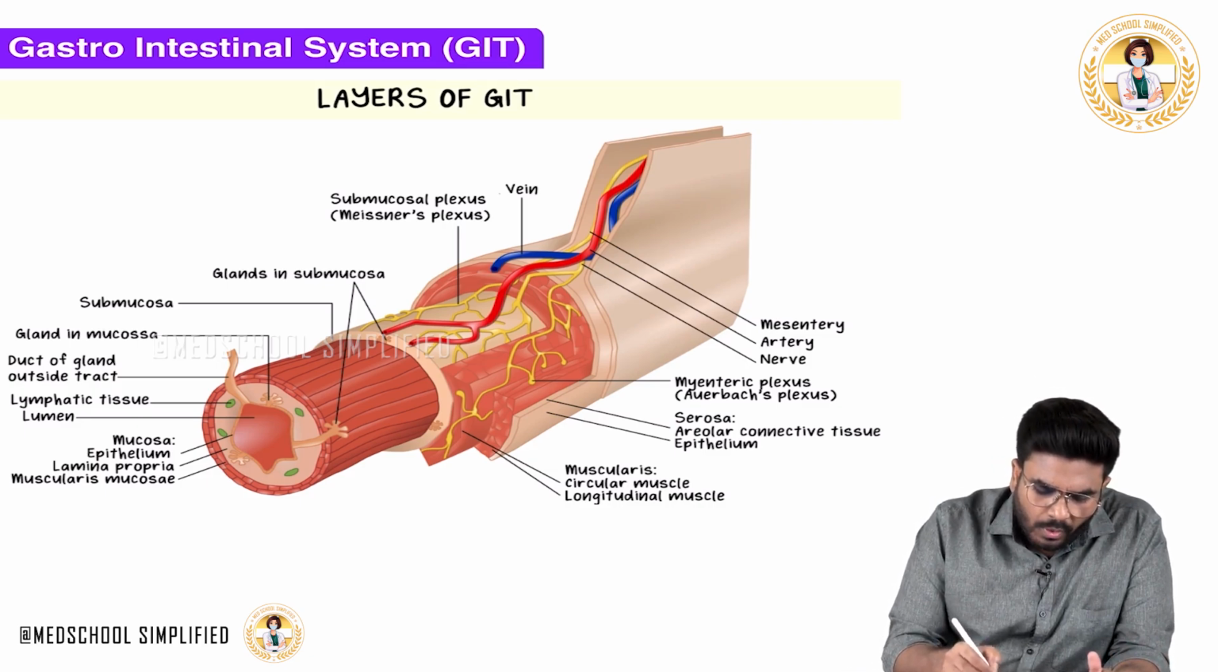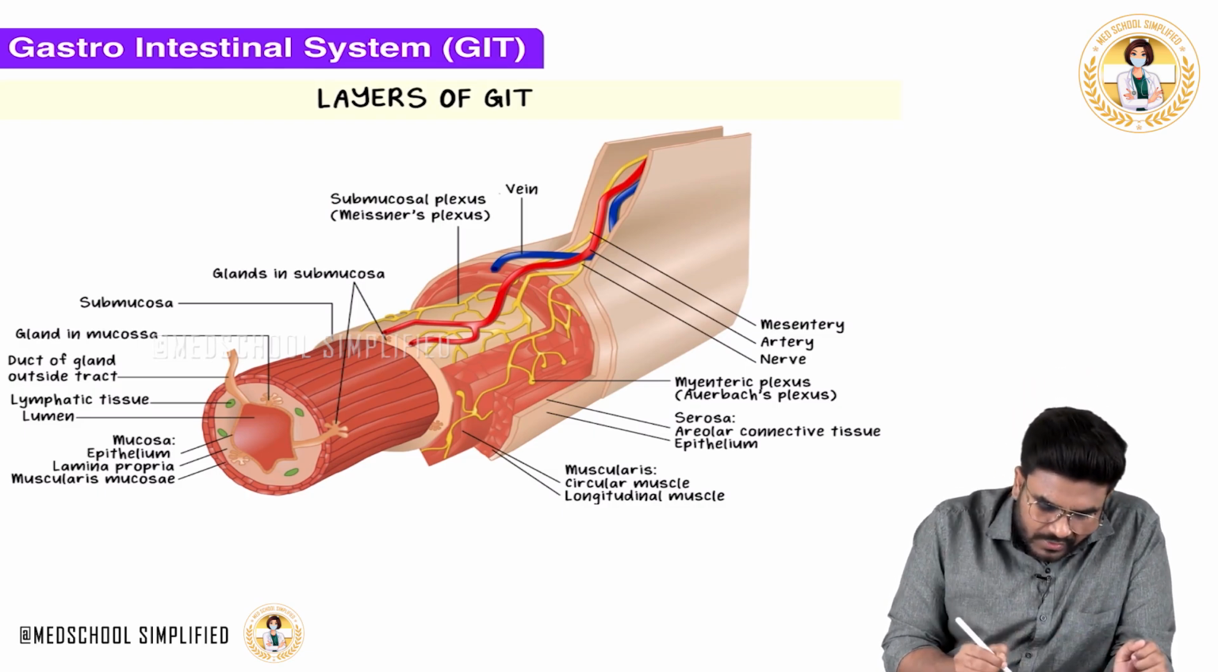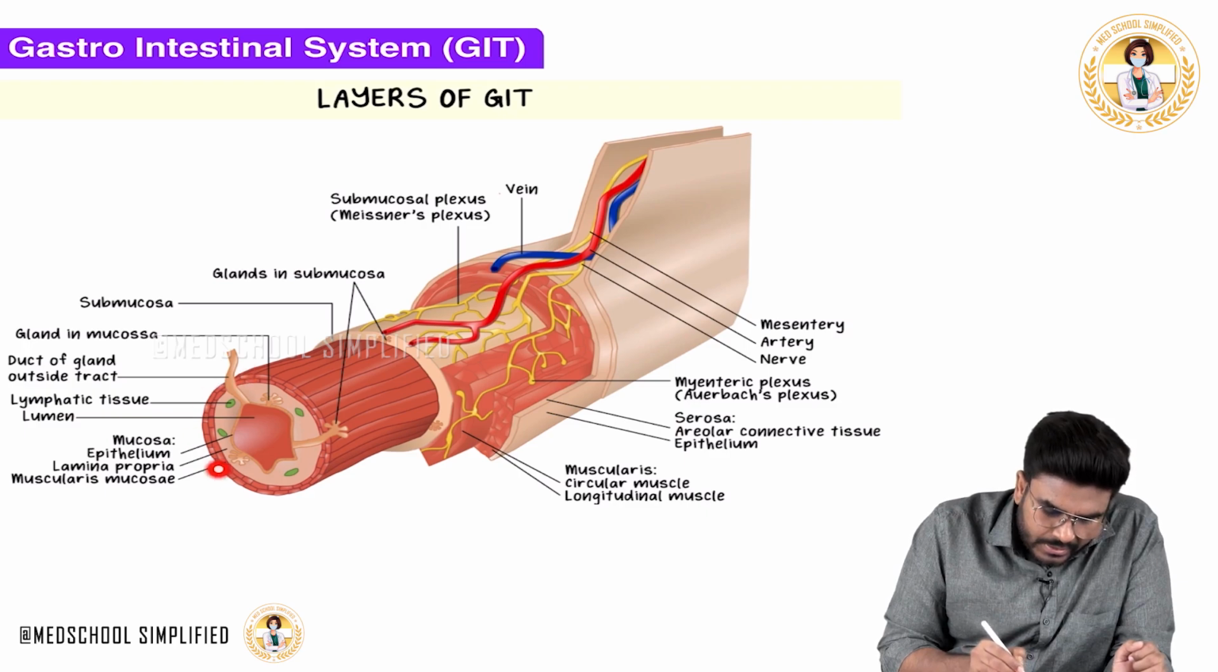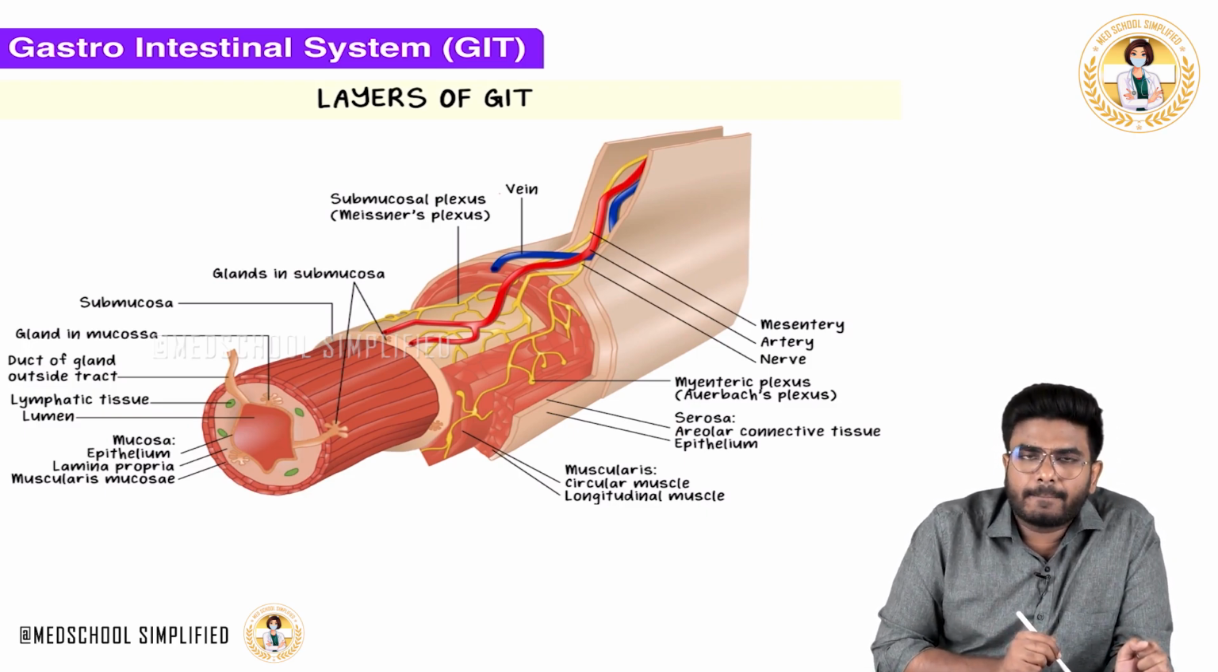See, what are the layers which are present in the GIT? How many layers are there in the GIT? First of all, please see here guys. This is the innermost layer, and this is the outermost layer. So from in to out, how many layers are there? There are actually 4 layers present in the GIT.